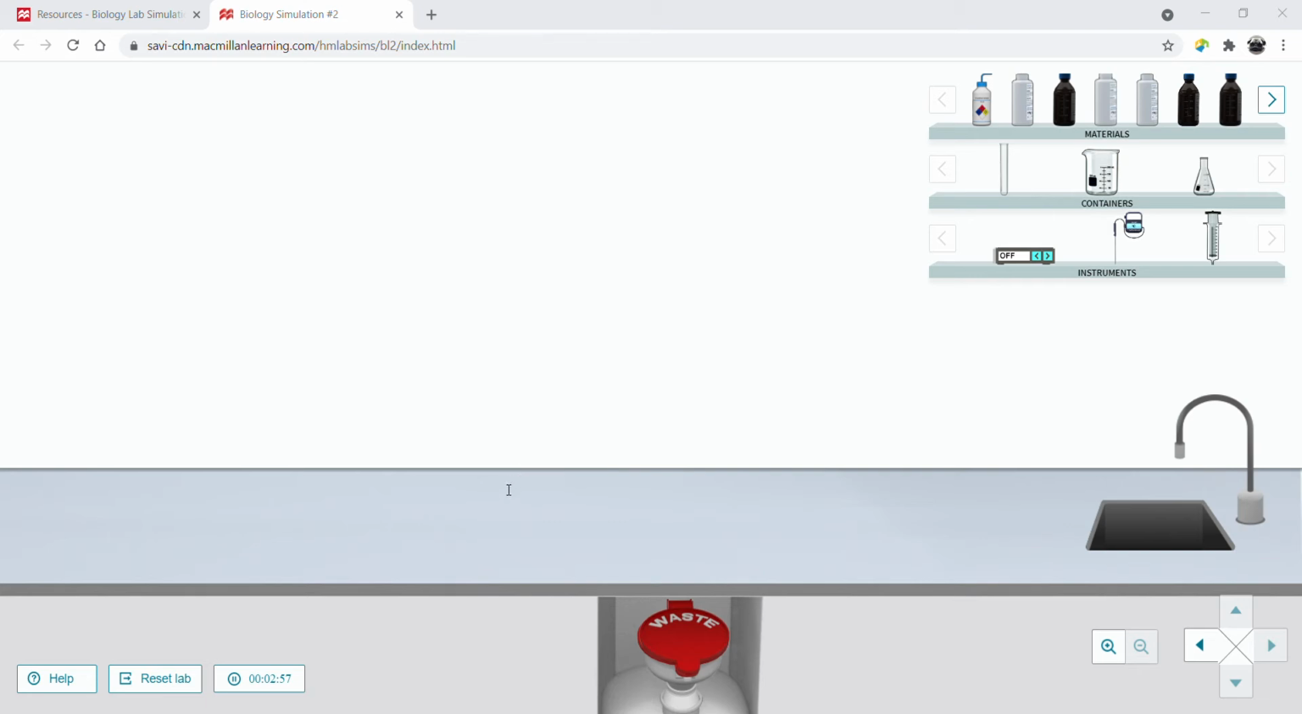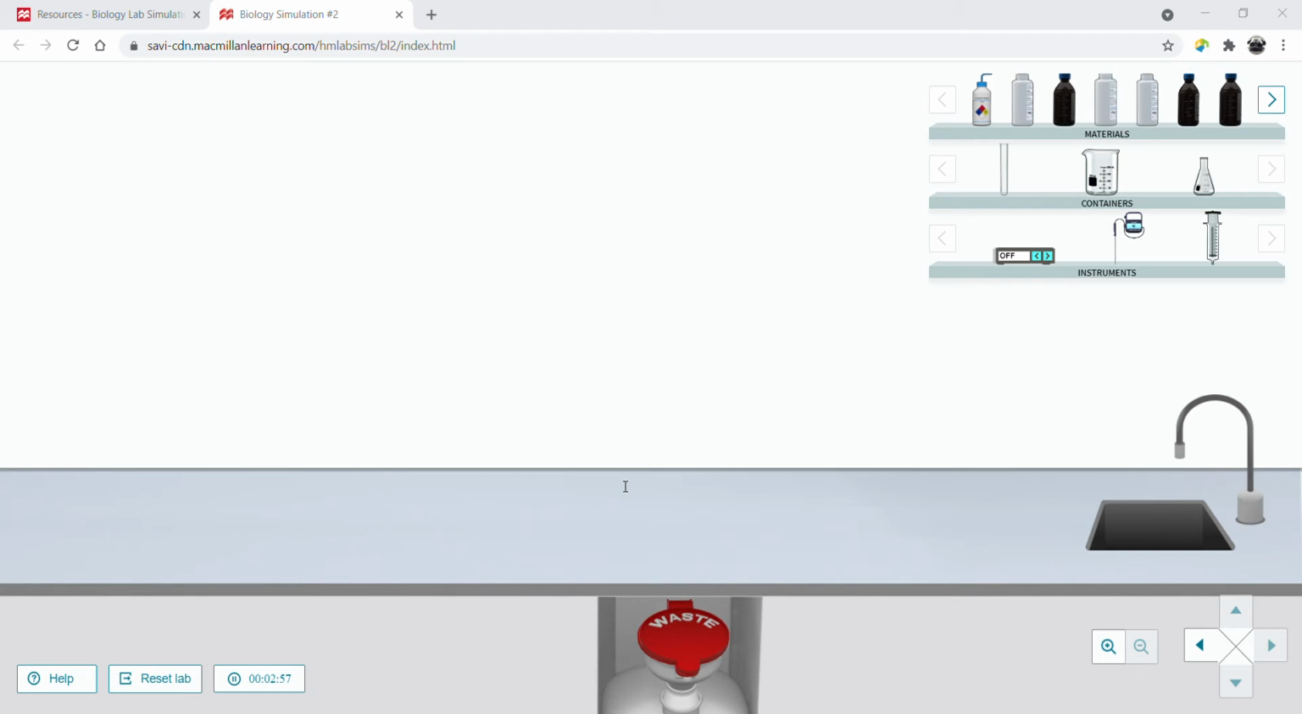And then for proteins, it's the biuret test. I'm on page 3. The biuret solution is a pale blue color, and then in the presence of proteins, it turns more of a lavender color.